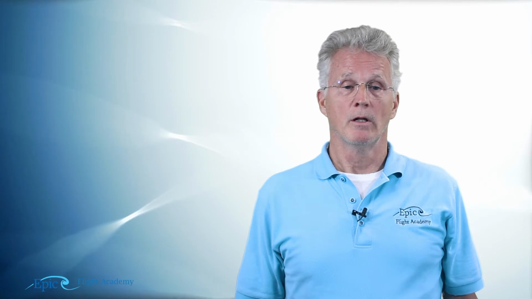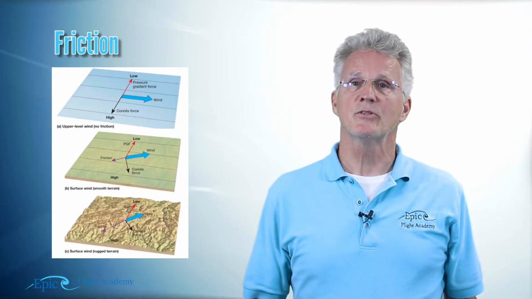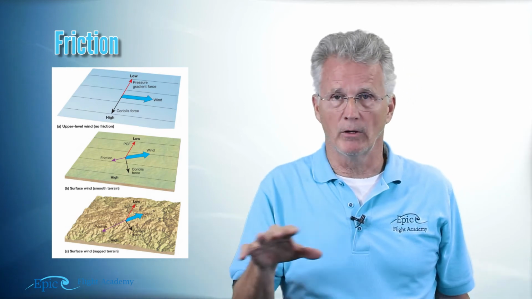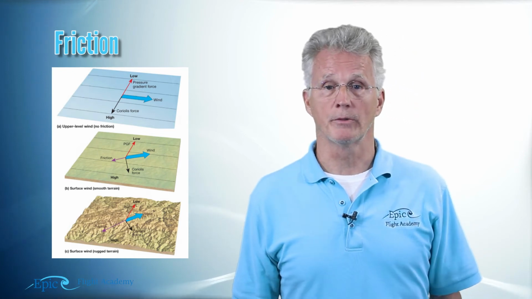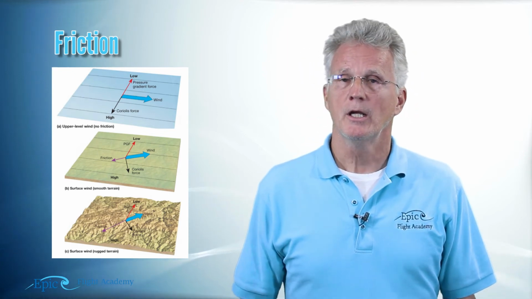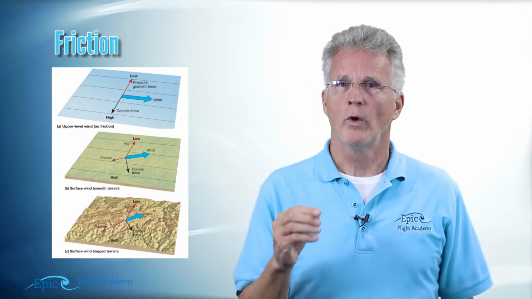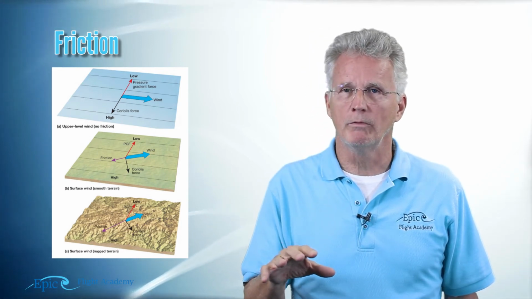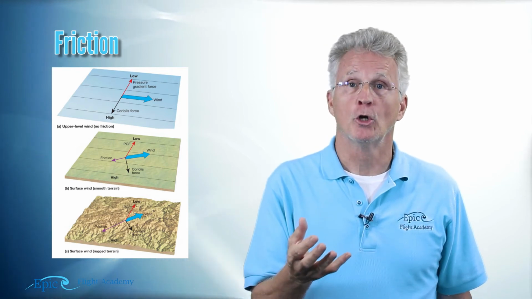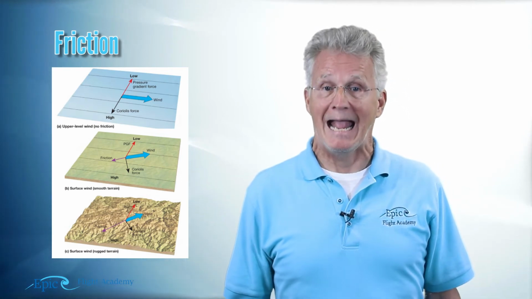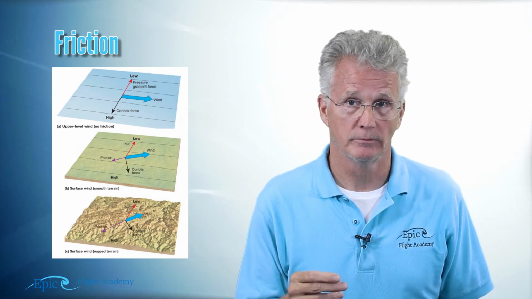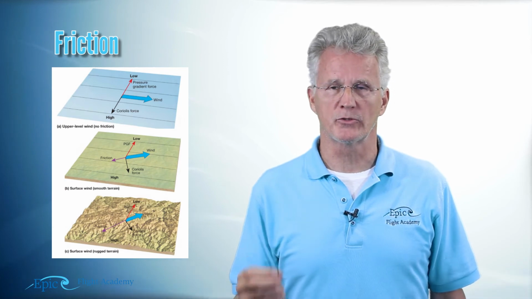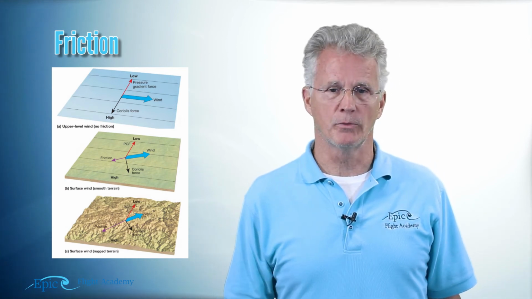Now, there's one final force left, and that's called friction. And that is a friction between this airflow that we experience as wind and the ground, or the surface of the earth. Friction is stronger when the air is blowing over a rougher earth surface, and when the wind speed is higher. So the friction becomes stronger when the surface is rough and we have a higher wind speed.